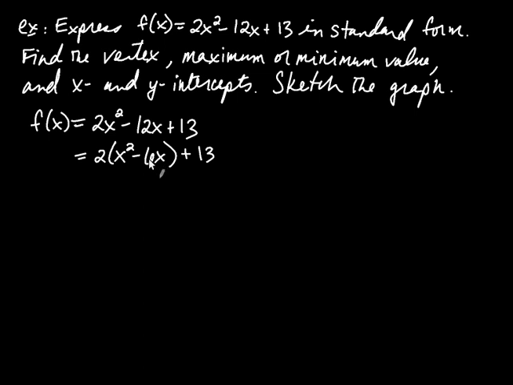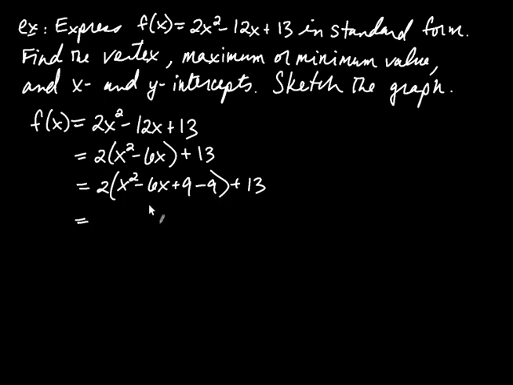And the way you do that is you take half of the coefficient attached to x, so in this case negative 6, and half of that is negative 3, and then you square that. So when I square negative 3, I get 9. So I'm going to add and subtract 9 within the parentheses. So I'm going to get 2 times x squared minus 6x plus 9, and then minus 9, all within the parentheses, and then plus 13. It's important that it's in the parentheses for the reason you're going to see soon.